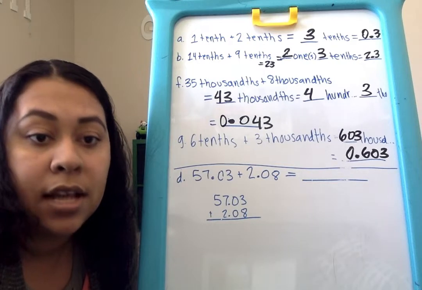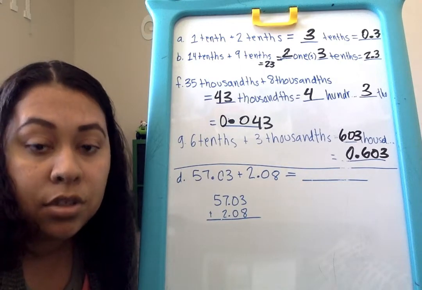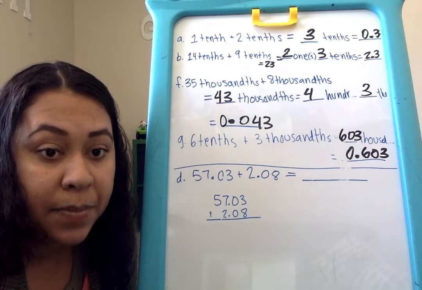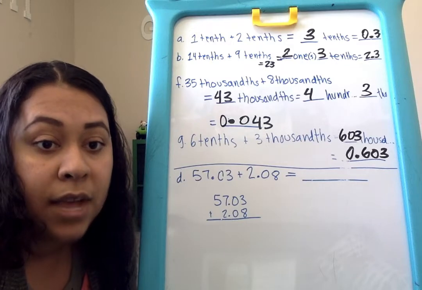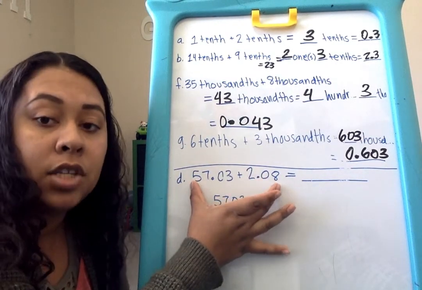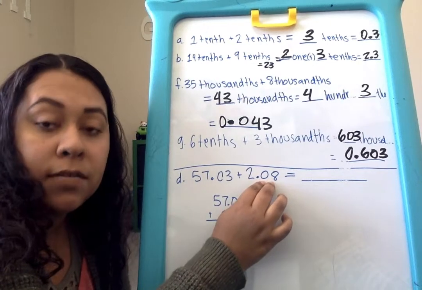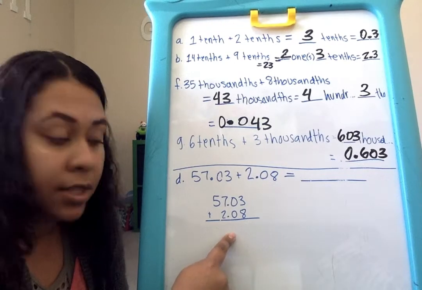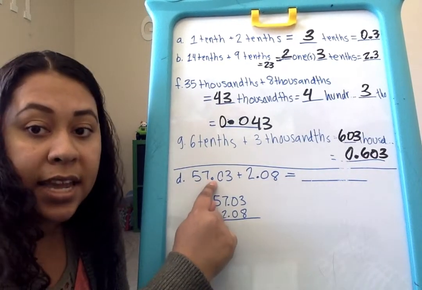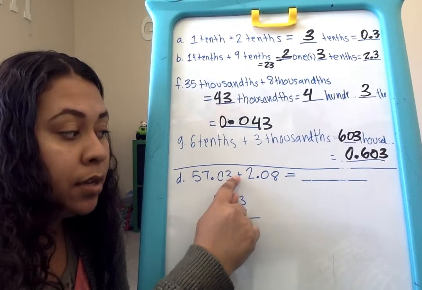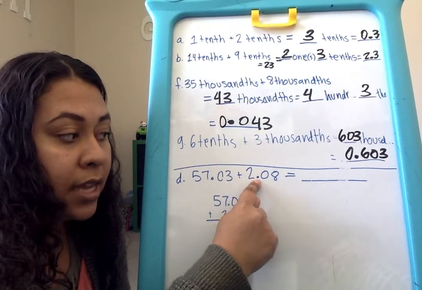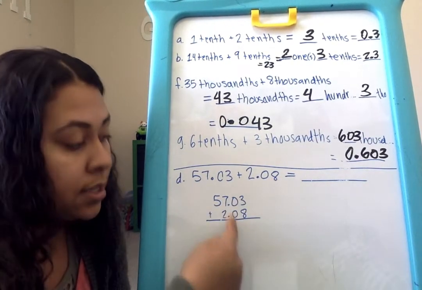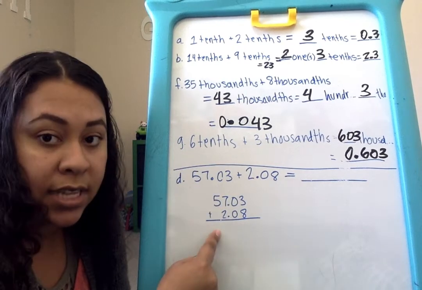Okay, so next we have problem number 2, A through D. Solve using standard algorithm. So that just means you're just lining up your place values and then adding. So problems A, B, and C, you have just the equation written across. What I did for you is I went in and I lined it up vertically for you. So I'm going to do D together with you. So we have 57 and 3 hundredths plus 2 and 8 hundredths.